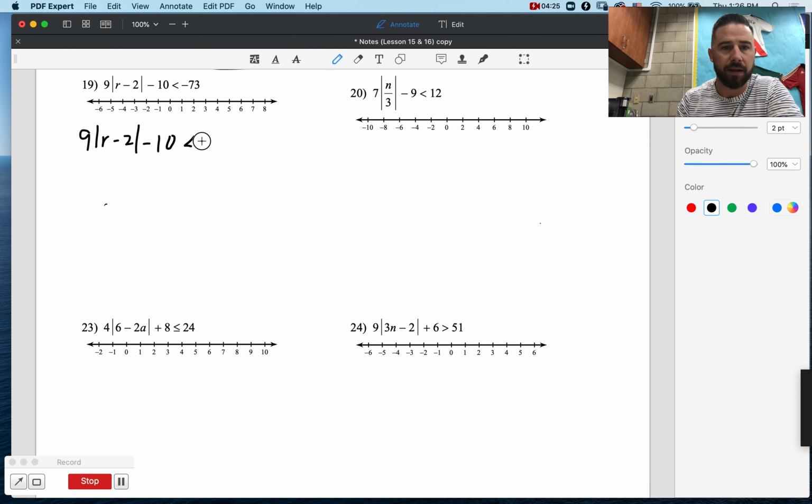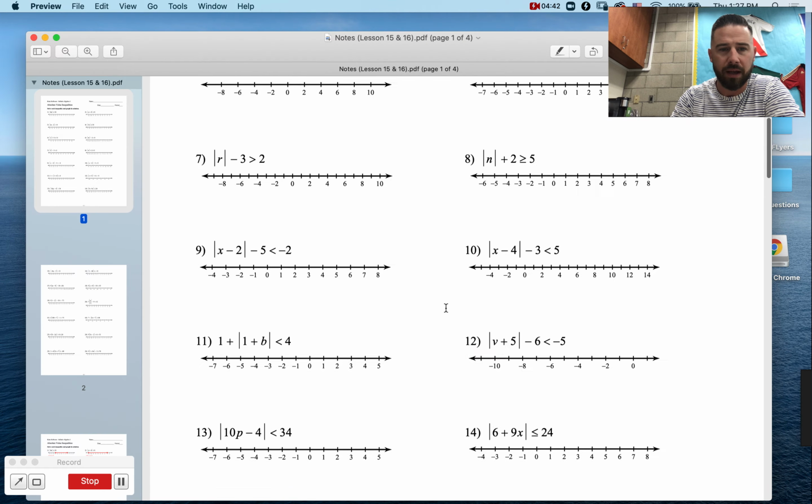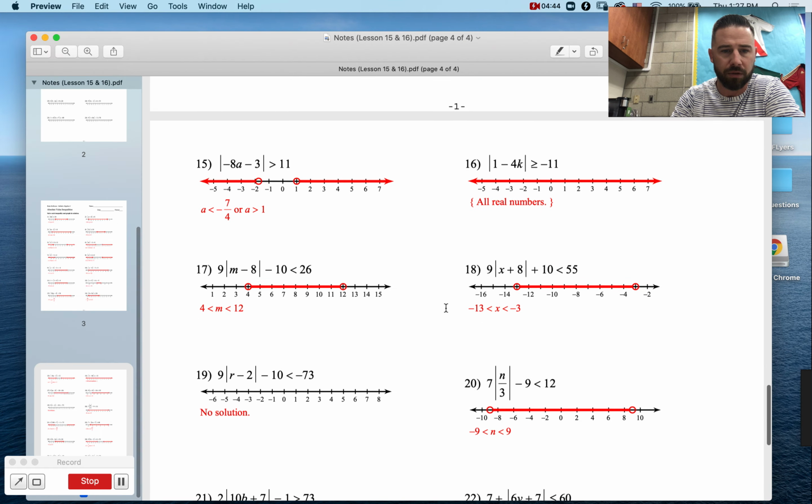Is less than negative 73. Okay, now, let's see what's going on here. And I actually think this one might be, let me check my answers for 19. Just glancing at it right now, I think it's no solution. And I don't want to go over something like that has a no solution.